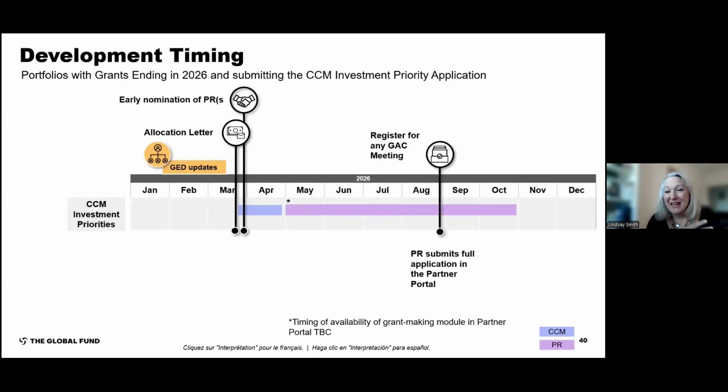Next slide. And in terms of timing, that TRP input for pre-shaping, as I said, will happen shortly. And then the CCM dialogue can continue. And then at some point when the investment priorities are ready, they could be briefed to the PR and to the CT then for having a more extended grant negotiation period. They would be able to register for any GAC meeting, but this is not required to be submitted in one of the funding request submission windows because it's not a funding request and it doesn't go through TRP review.